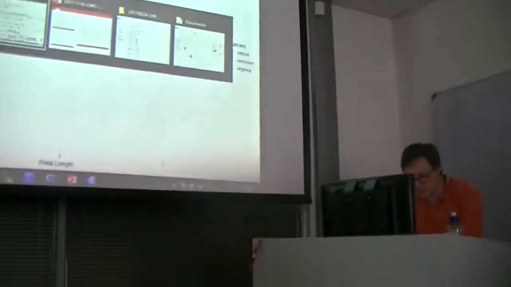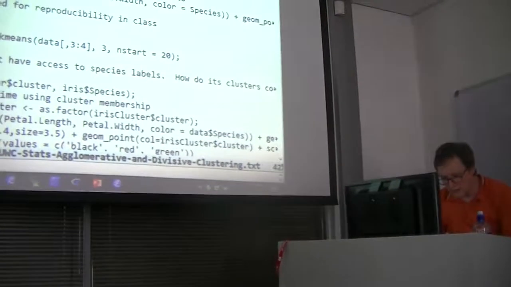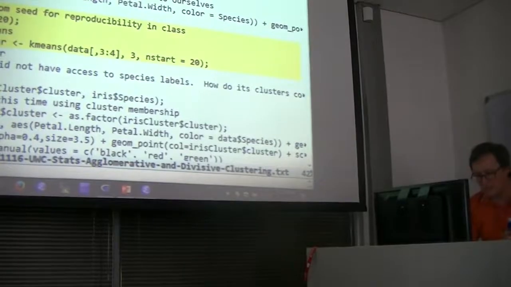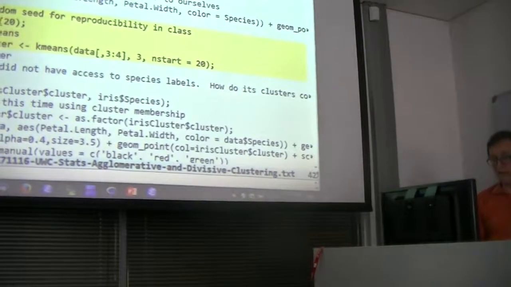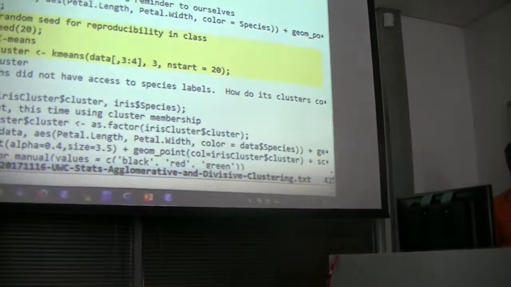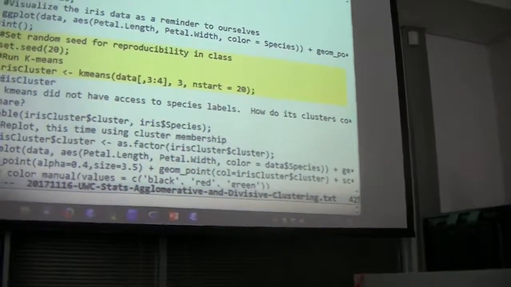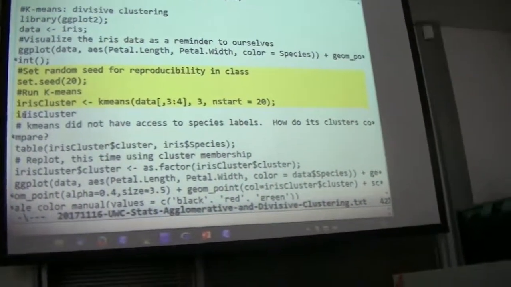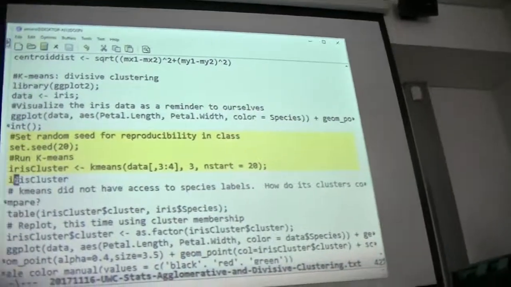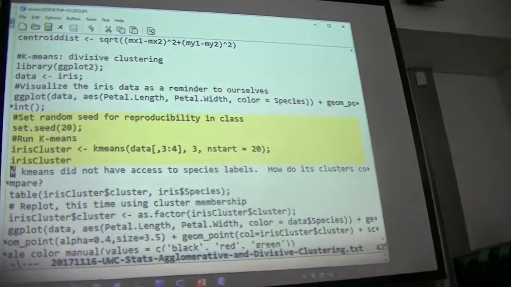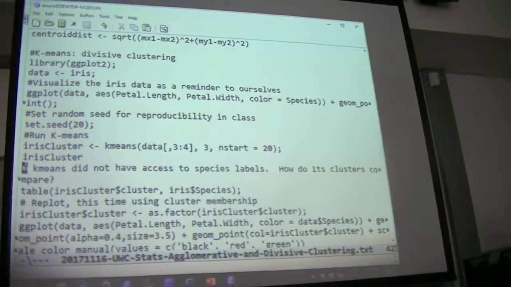Okay, when I return to the code, I see that running k-means is pretty straightforward. I am providing k-means only two of the fields from the iris dataset, just the petal length and petal width. I'm telling it that I'm dividing into three different clusters and that I want to start over 20 times.